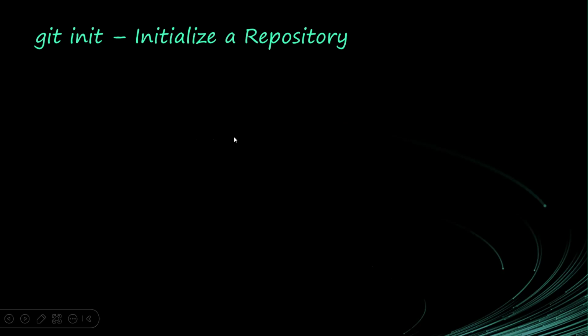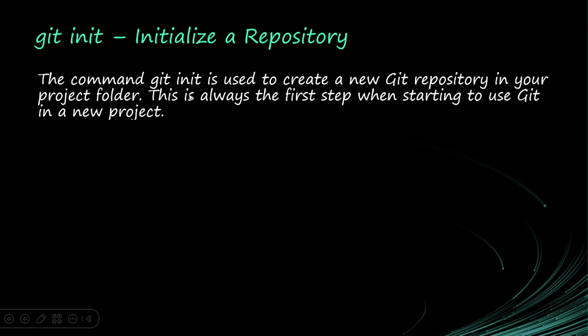But if you want to initialize a new project, the command git init is used to create a new repository in your project folder. So this is always the first step when starting to use Git in a new project.